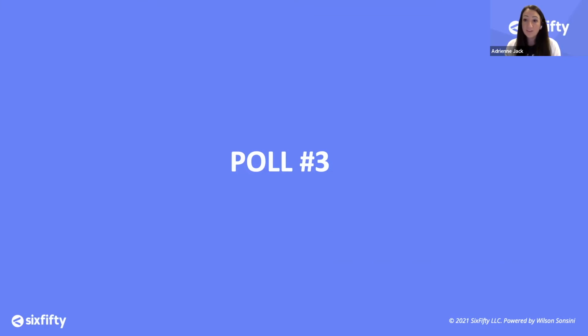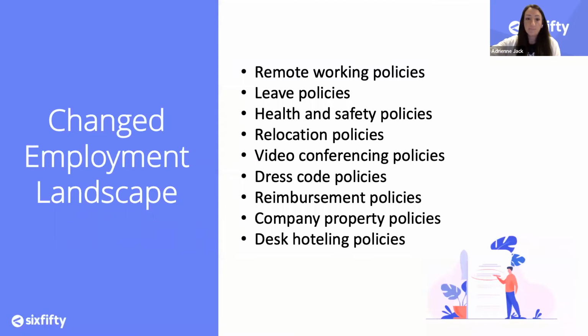Wow, 83% of companies have implemented or significantly revised the remote working policy. That's huge. And then 60% have implemented health and safety policies. Smaller amounts have implemented relocation or desk hoteling, but looks like a third of companies have implemented video conferencing or home office reimbursement policies. So we'll talk more about each of these policies and why companies might need to consider them, how they could benefit your company, or help employees understand the company's expectations. Okay, perfect. Let's go ahead and advance to the next slide.